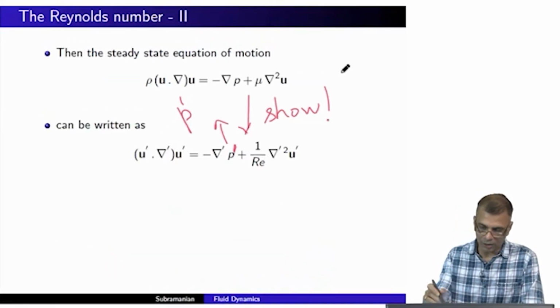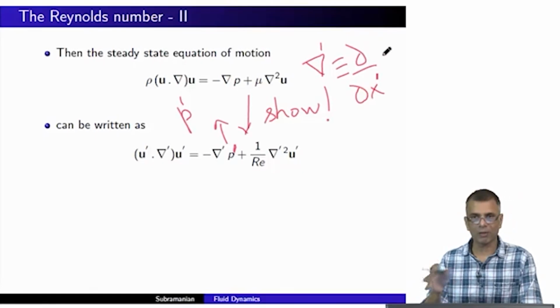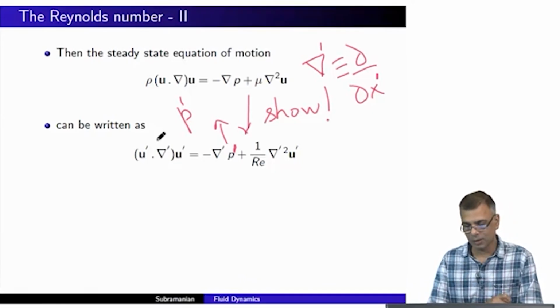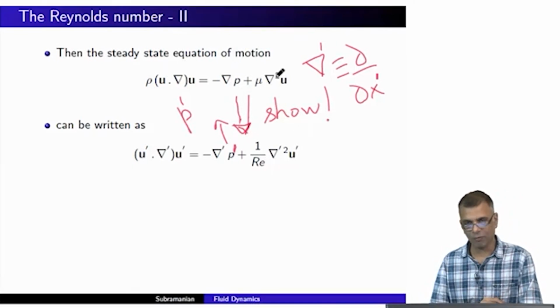And what does this delta prime mean? The delta prime simply means d over dx prime, d over dy prime, and so forth. That's what this delta prime means. And I would like you to show how this comes from this. It's fairly simple algebra, but it's important.